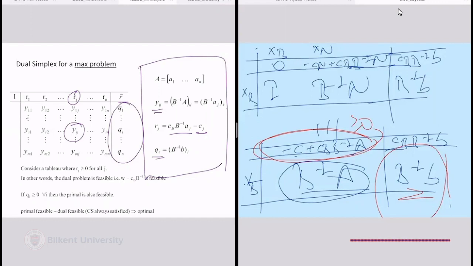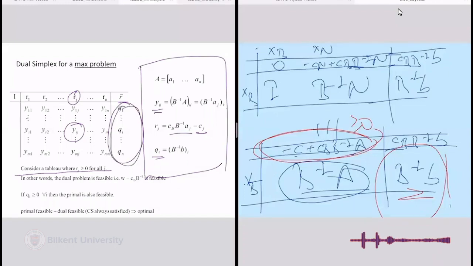What did I tell you? Dual simplex says the dual is feasible. Now, what is the rule for dual to be feasible? Row 0 non-negative. So when I start this algorithm, I will have all my RJs non-negative. All my row 0 will be non-negative. So from primal's perspective, my simplex table would look like it's optimal.